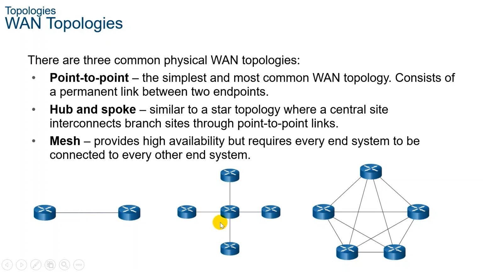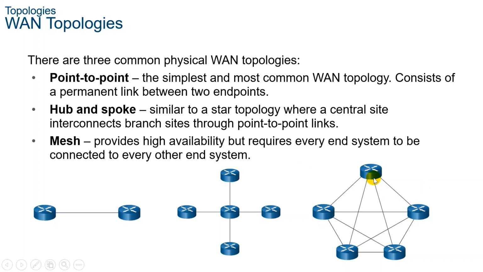The next one is hub and spoke, also popularly known as the star topology. Hub and spoke is one version of star topology in which a central site, which we call a hub, interconnects branch sites through the use of point-to-point links. Branch sites cannot exchange data with other branch sites without going through the central site. The problem with this is if the central site goes down, then all of the branch sites are disconnected. The third topology is what we call a mesh topology.